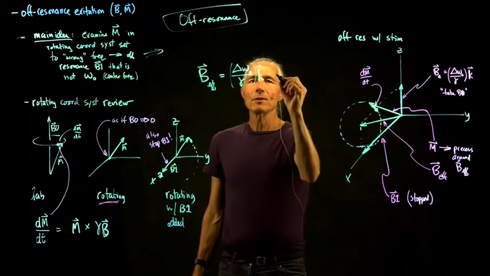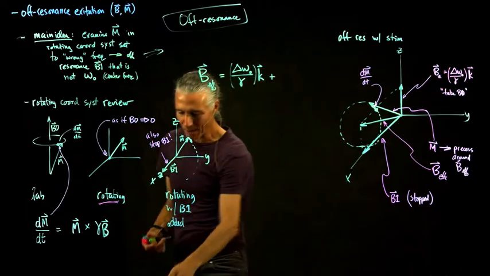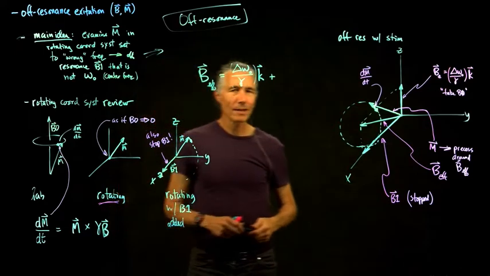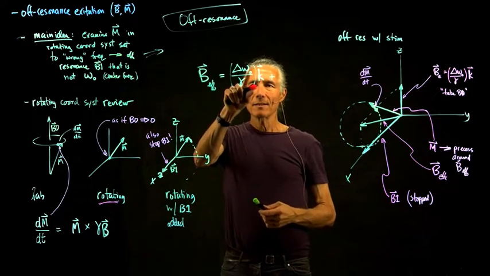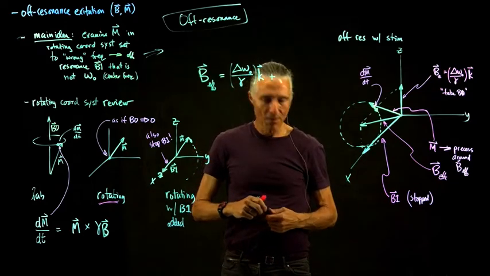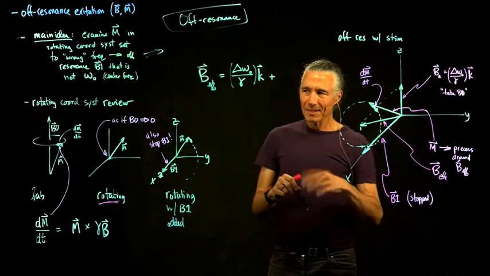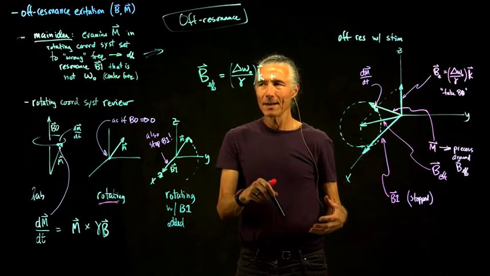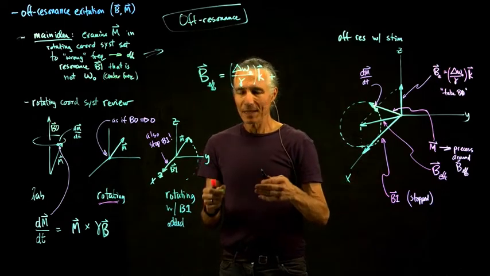But we could also apply a gradient. And we're certainly applying gradients all the time, so this is a real life situation. If you apply a gradient, the gradient is going to change the resonant frequency. That's going to mess things up relative to the rotating coordinate system that we chose, which was the B1 frequency of the stimulation.